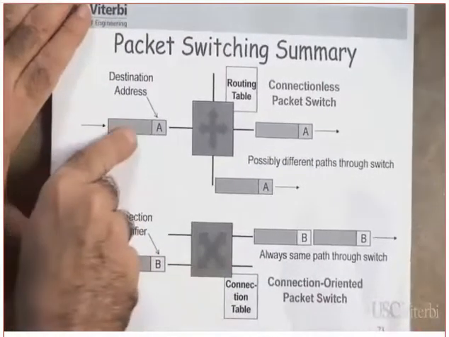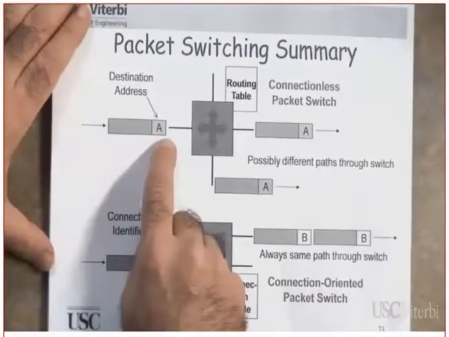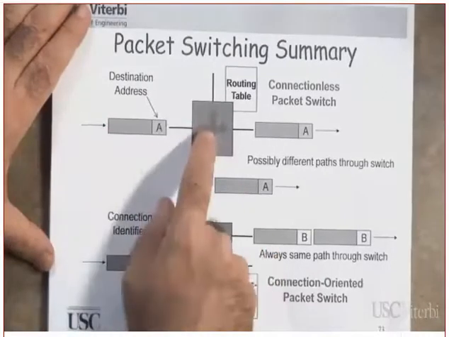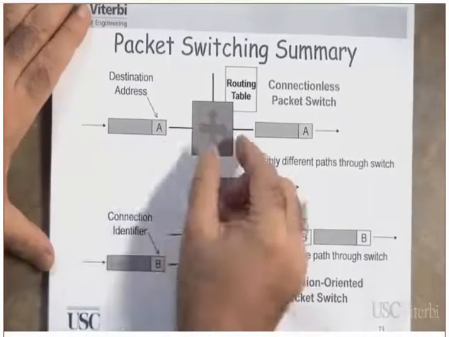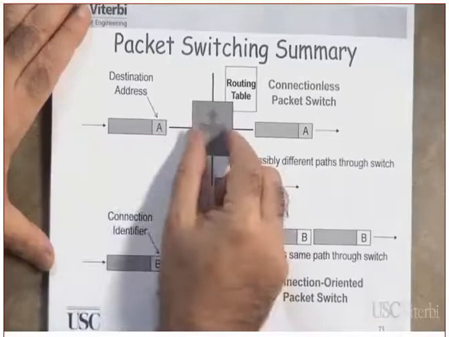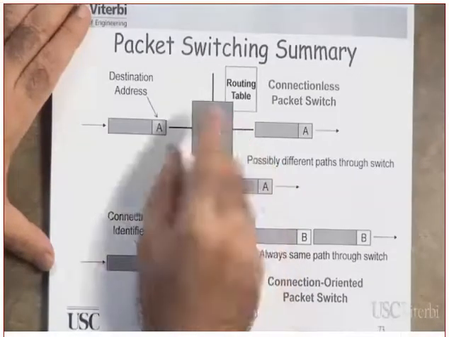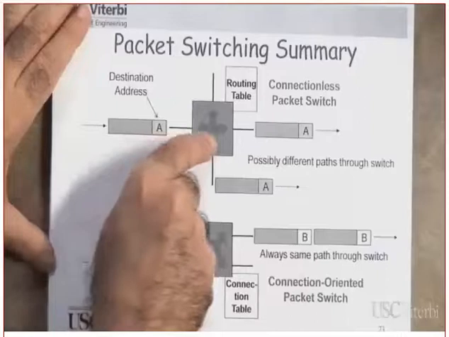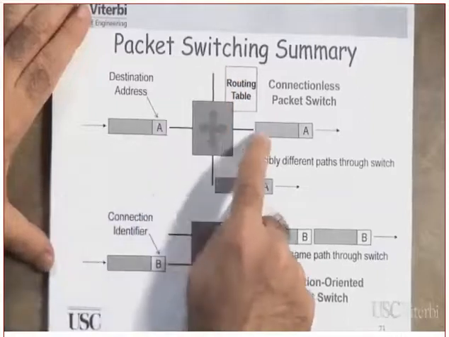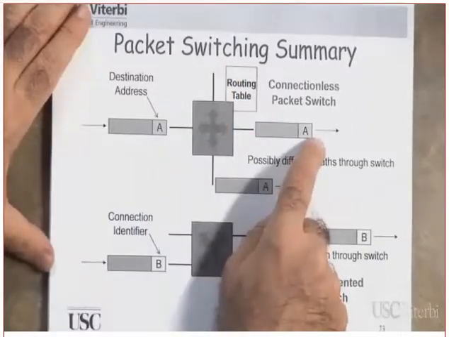In a connectionless network, the packet is coming in here. There is a destination address. This is the router. This is the switching mechanism. We will study, by the way, the architecture in detail, what goes inside the router and how we configure the router properly. So the packet will come in here, the routing table is associated with it, and it will be forwarded to the next node.